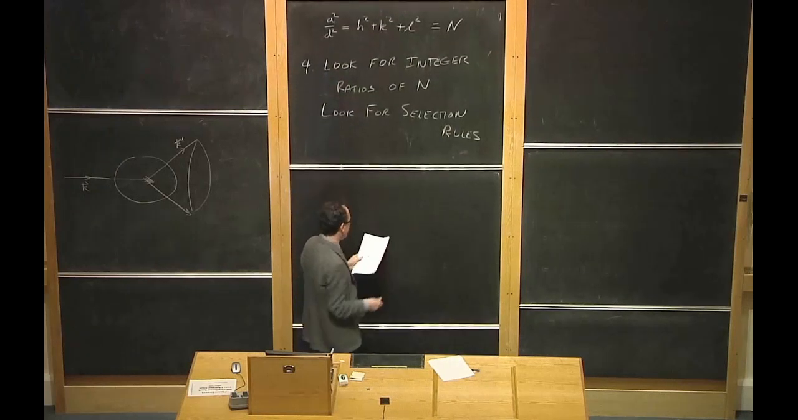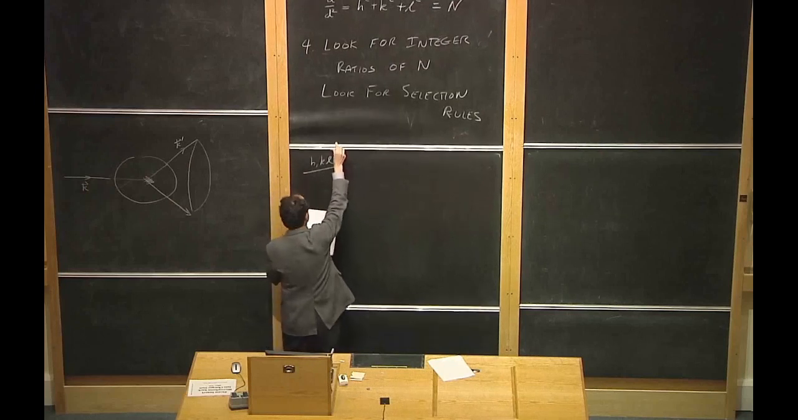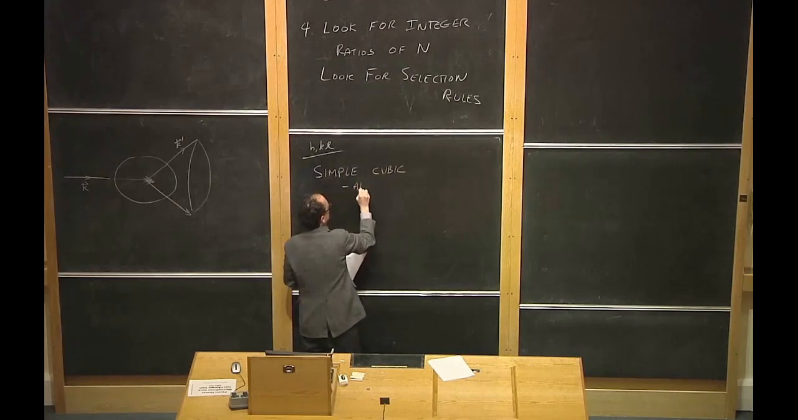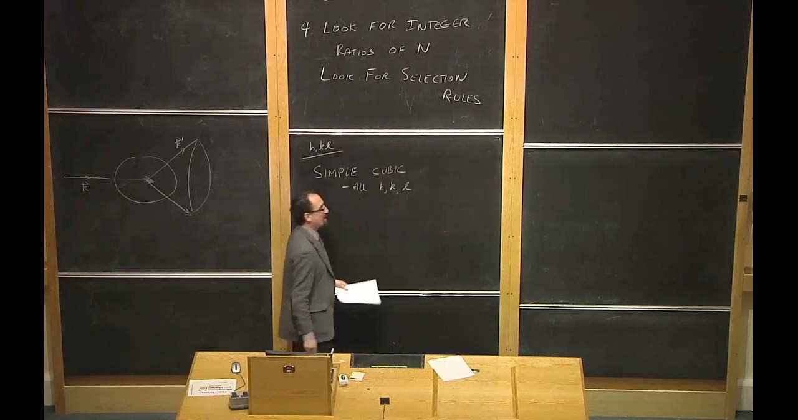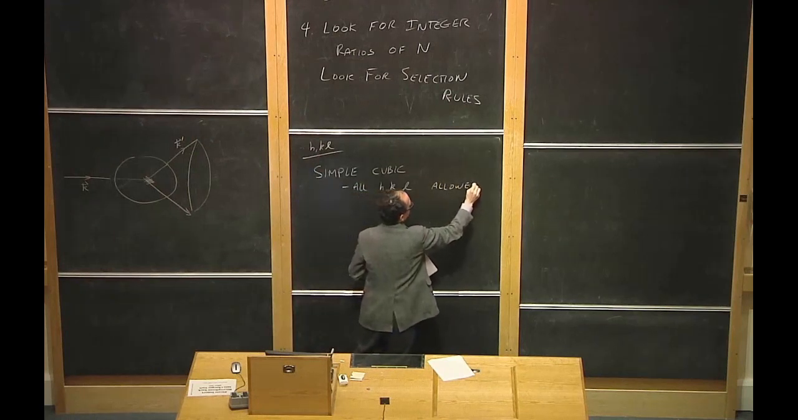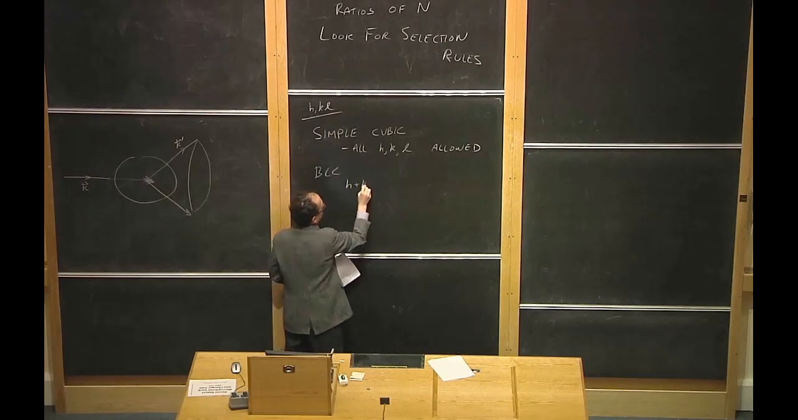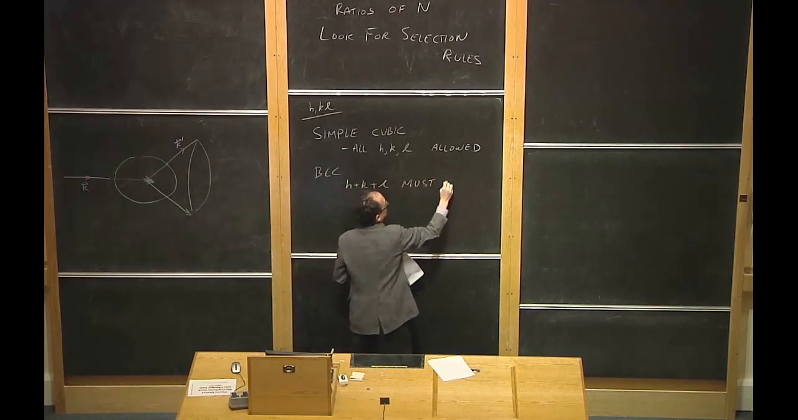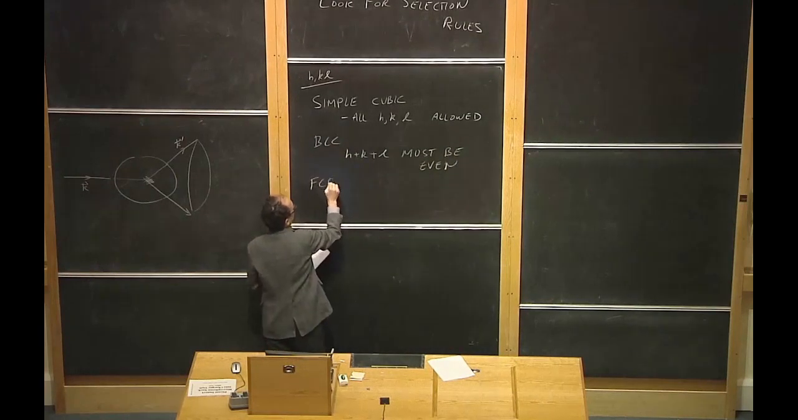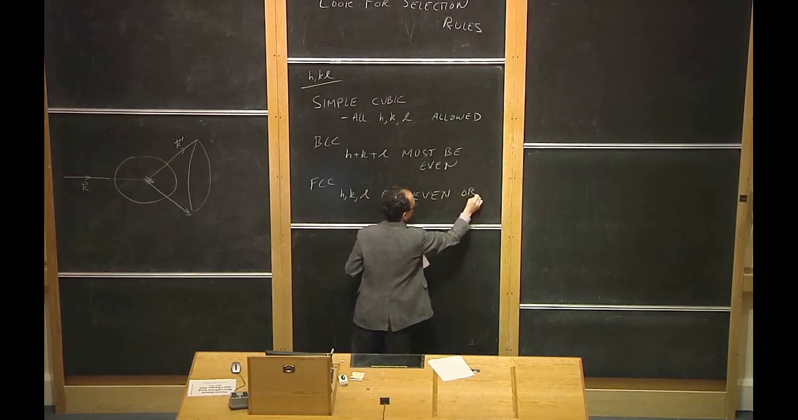Okay. So let's recall from the last lecture what the selection rules were. Given h, k, and l, if we had a simple cubic lattice, all h, k, and l are allowed. All h, k, and l correspond to reciprocal lattice vectors for the simple cubic lattice, so these are all allowed. For a BCC lattice, we derive the selection rule that h plus k plus l must be even. For an FCC lattice, we derive the selection rule that h, k, l are all even or all odd.